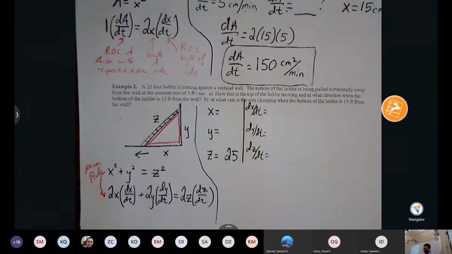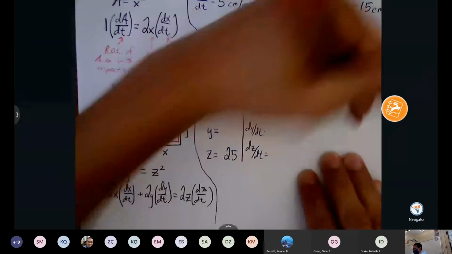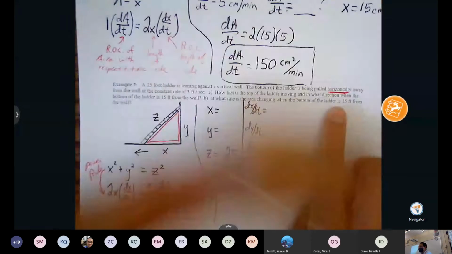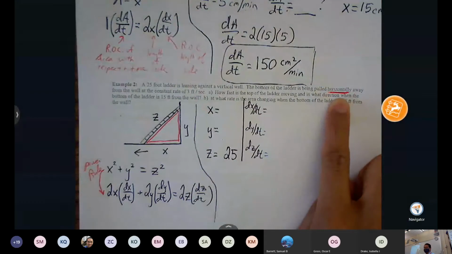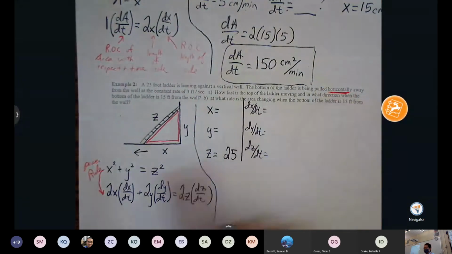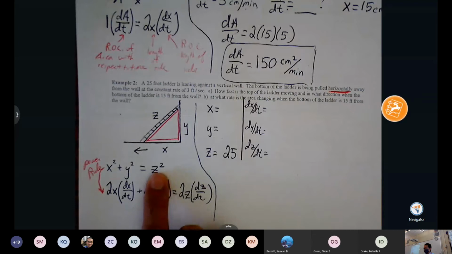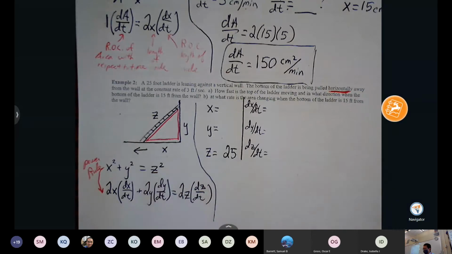Okay, it's definitely a rate. It's definitely a rate. So we know it's going to be d over dt. Now here's the key word there. Horizontally. Oh, dx. Okay, dx over dt. Right, horizontally away. You see the word pulled. You see the word rate. You see the words feet per second. You know it can't just be x, right? It's going to be dx dt.